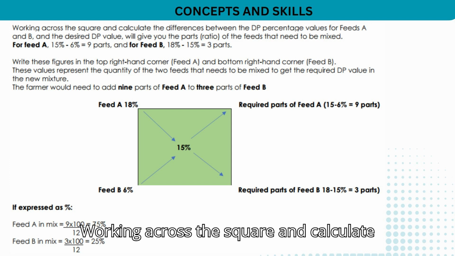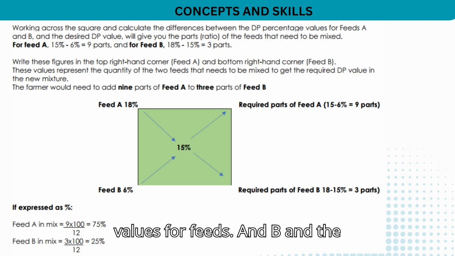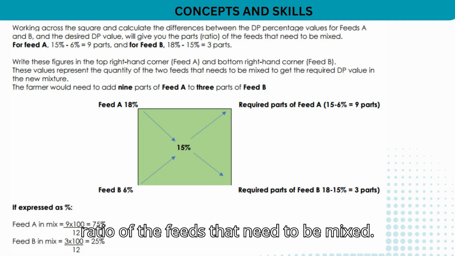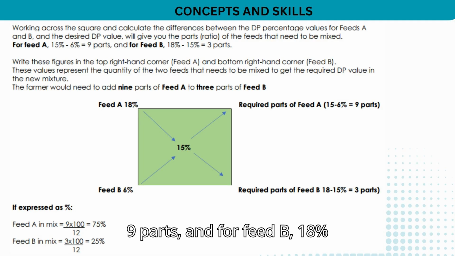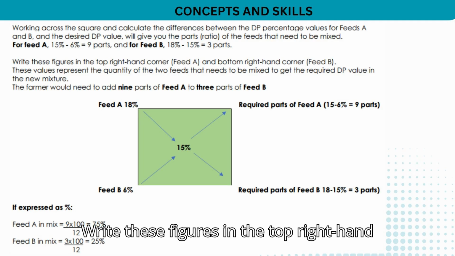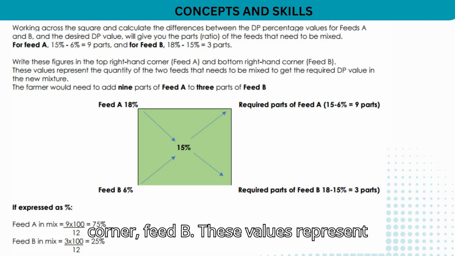Working across the square, calculate the differences between the DP percentage values for feeds A and B, and the desired DP value. This will give you the parts ratio of the feeds that need to be mixed. For feed A, 15% to 6% equals 9 parts, and for feed B, 18% to 15% equals 3 parts. Write these figures in the top right-hand corner, feed A, and bottom right-hand corner, feed B.